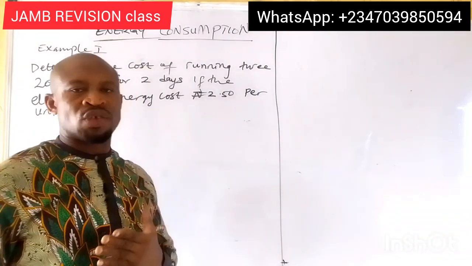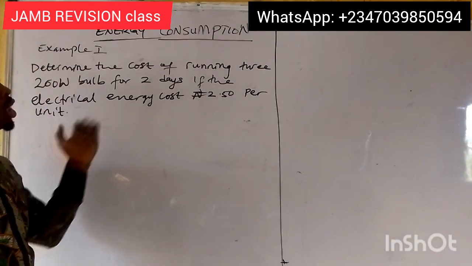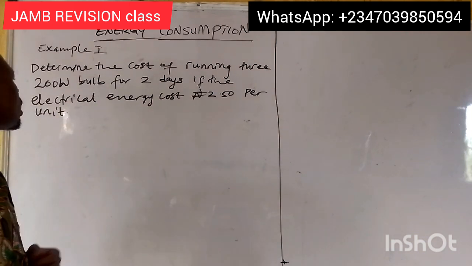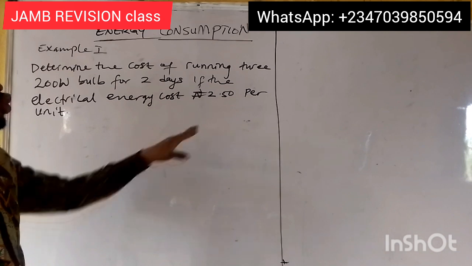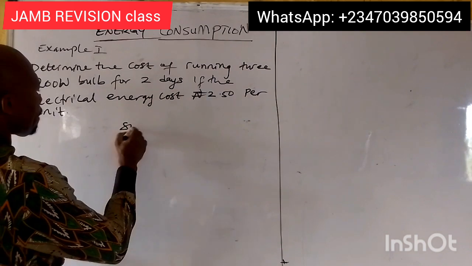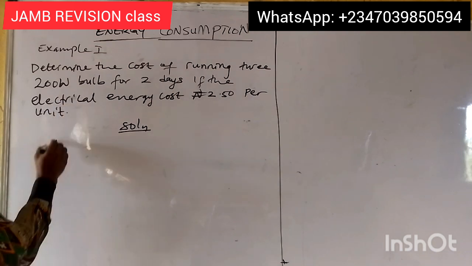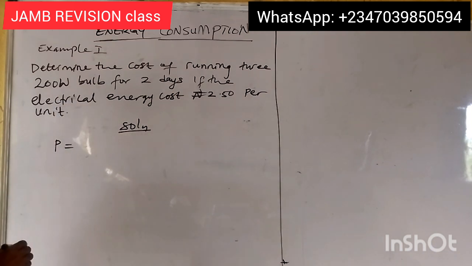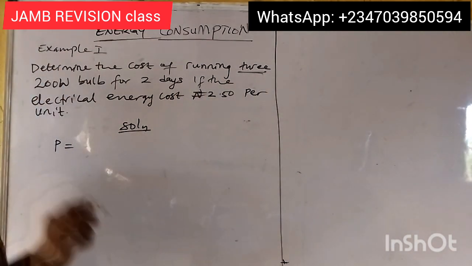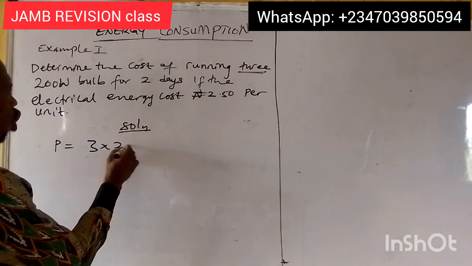Let's have this first question before us. The question says, determine the cost of running 3 200-watt bulbs for 2 days, if the electrical energy costs 250 kobo per unit. Solution. The first thing we do is find the power. Take note of this: there are 3 200-watt bulbs in the building, so we have 3 times 200.